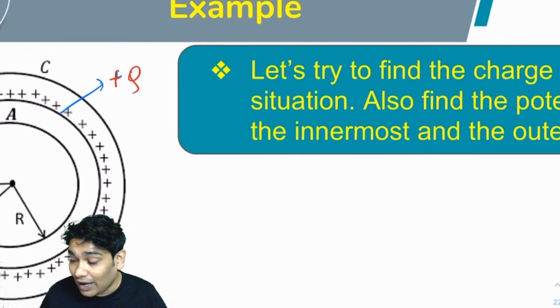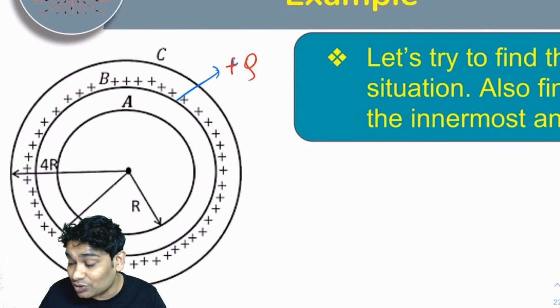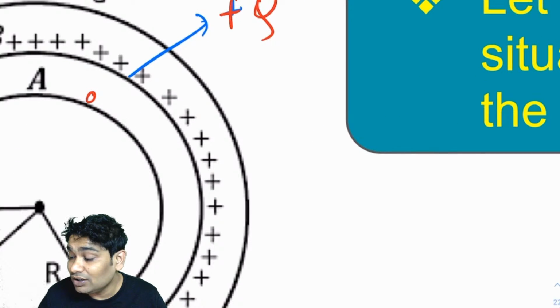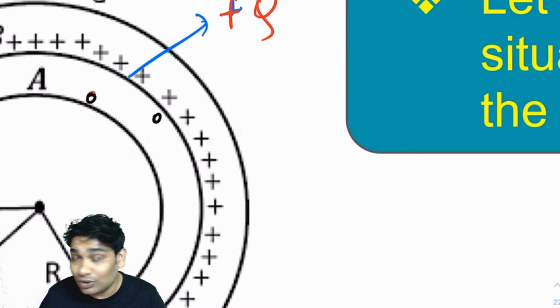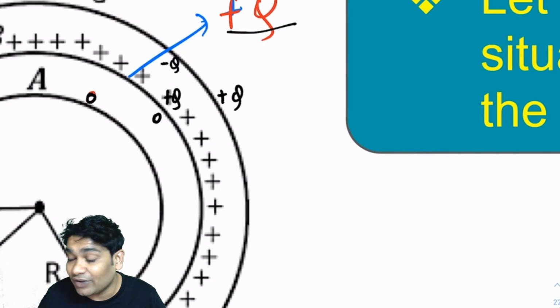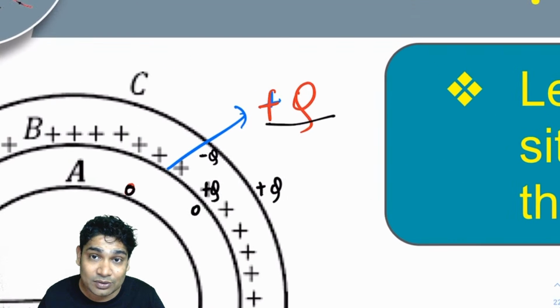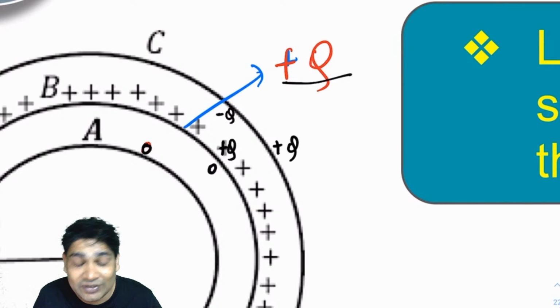Alright, so why don't I solve this? First of all, what is the net charge that was given to A? It was 0. So it will have 0 charge here. Since it has 0 charge here, the charge appearing here would also be 0. The entire Q will appear here. So plus Q will appear. Q will appear here. As a result, minus Q will appear here. As a result, plus Q will appear here because the net charge on C also has to be 0.